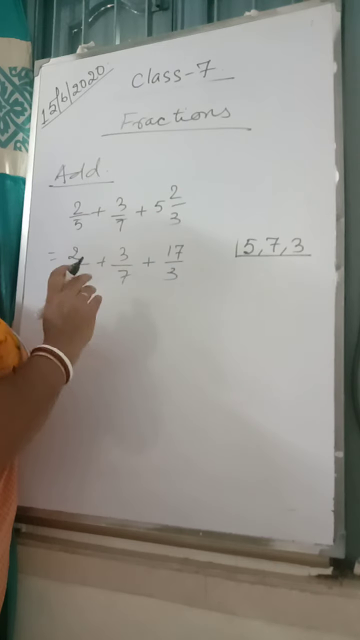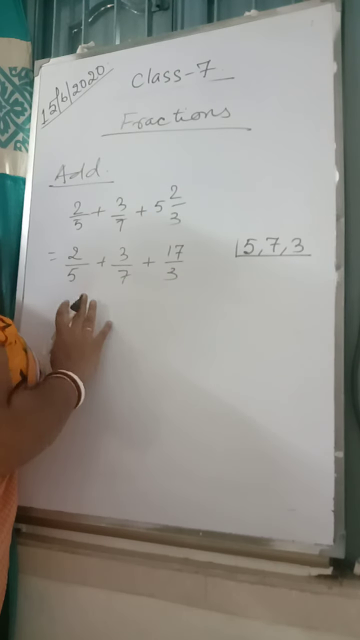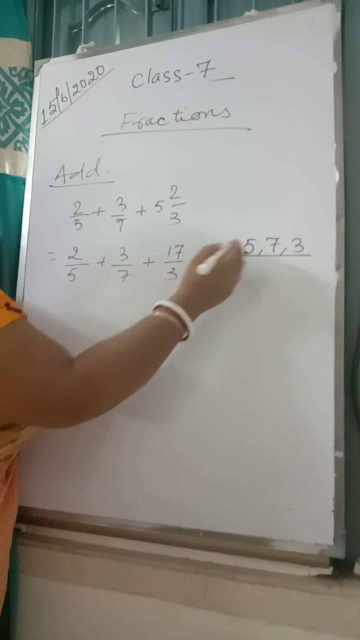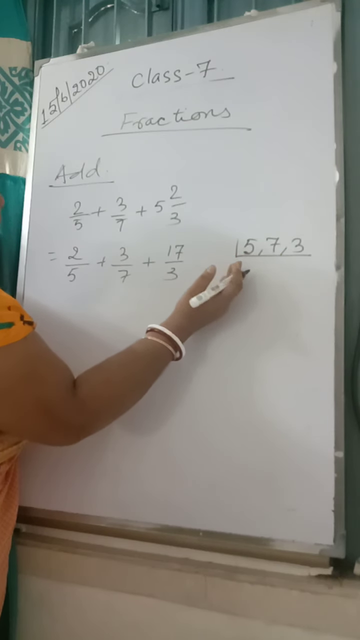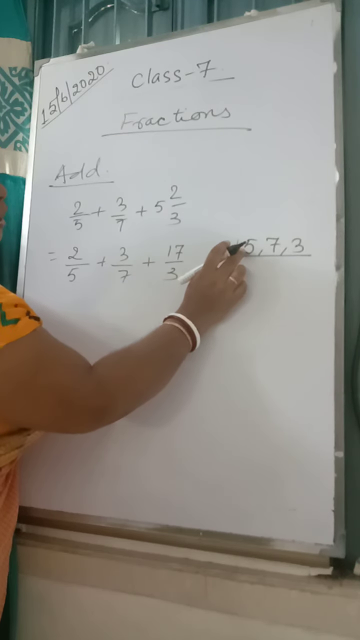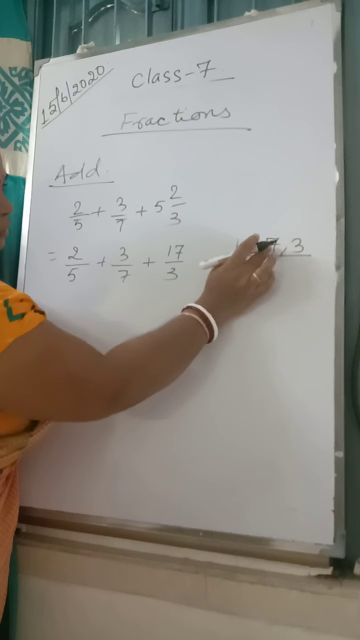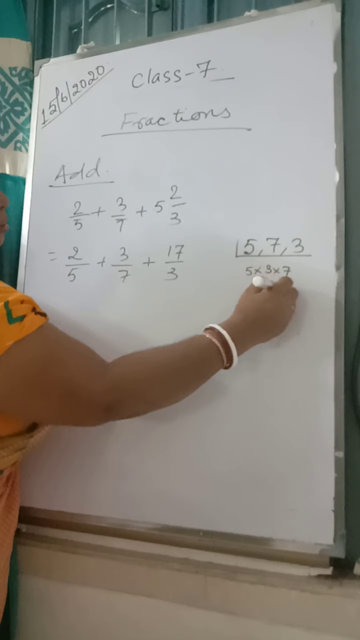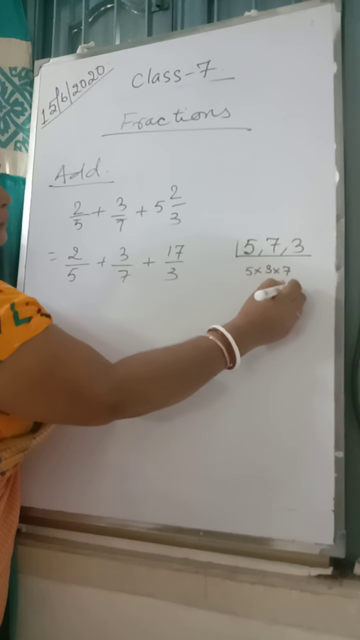How to make them equal? We have to get a common multiple, a common number which is divisible by all three. We cannot get a common factor for these, so what are we going to do? We are going to multiply them. 5 3s are 15, 15 7s are 105. So this will be the LCM.